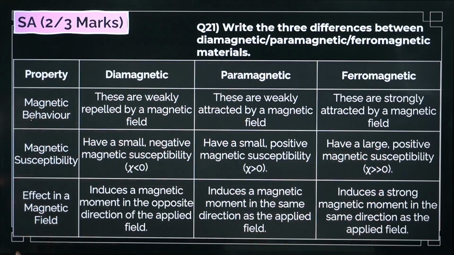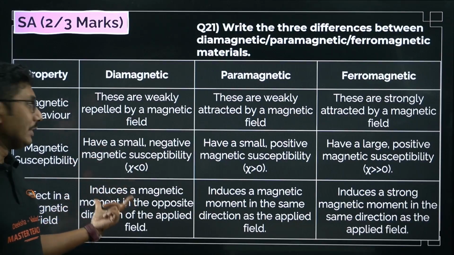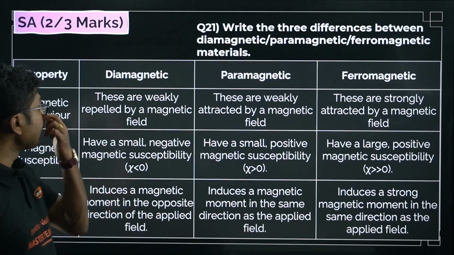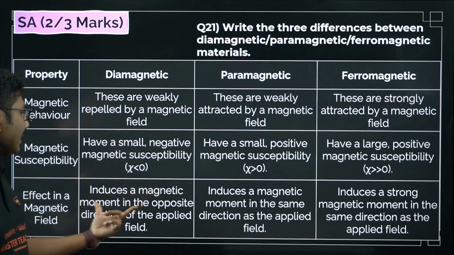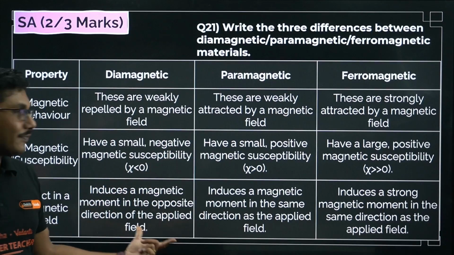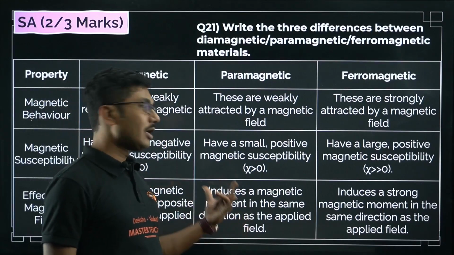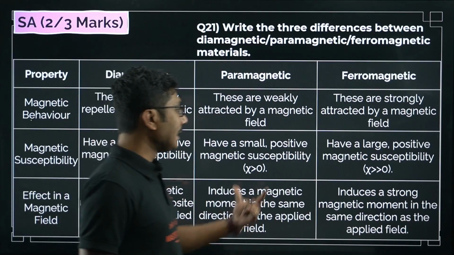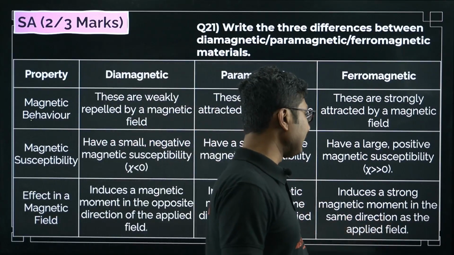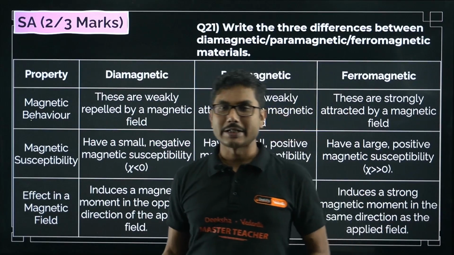Effect of magnetic field: it is weakly repelled by the magnetic field. It induces a magnetic moment in the opposite direction of the applied field. Paramagnetic induces a magnetic moment in the direction of the magnetic field, and ferromagnetic induces a strong magnetic moment in the direction of the magnetic field. Okay, so that is also very, very important.